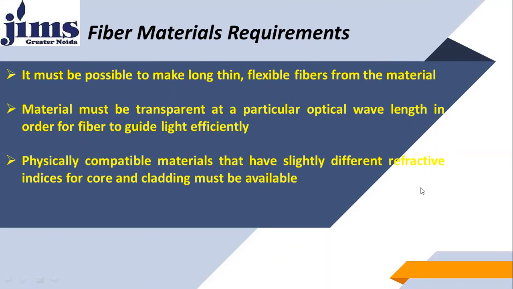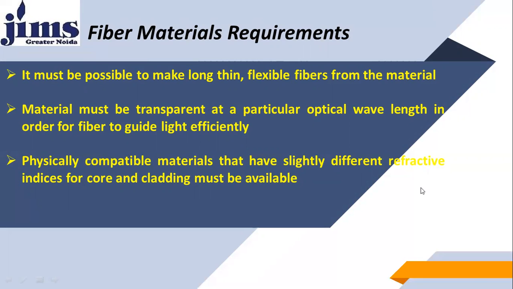Before manufacturing, the material that we require should meet a certain level. The material that we choose is such that when we make fiber from that material, the fiber should be flexible, long, and thin. So the material that we choose in manufacturing of optical fiber has certain properties, such that the fiber should be long, thin, flexible. So this is the first requirement.